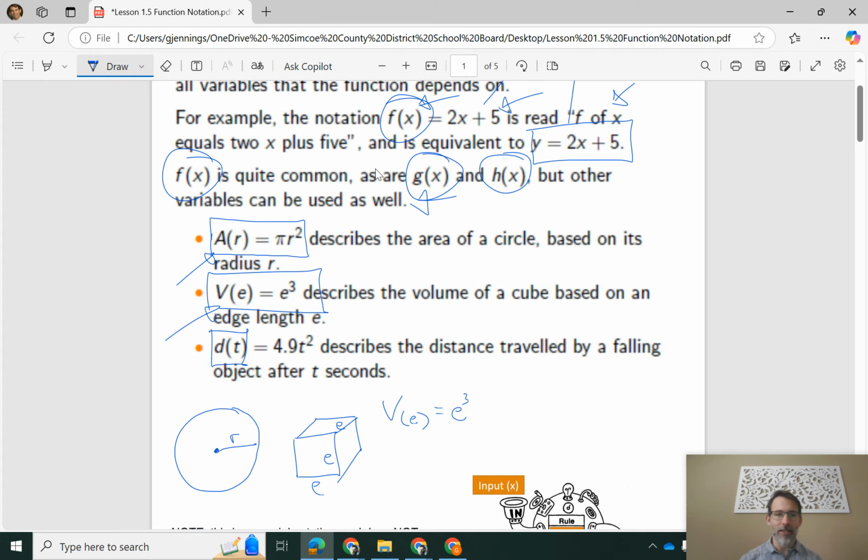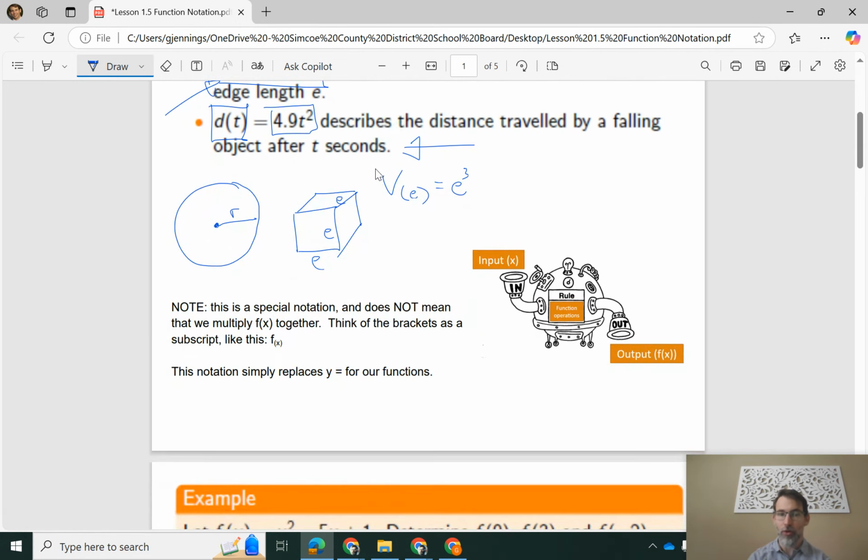This one here, distance is a function of time, or d of t. Distance is a function of time, and refers to the movement of a falling body and how quickly and how far it's moved. So 4.9 times time squared, because it accelerates as time goes forward. So these are all functions that are actually connected to the world.